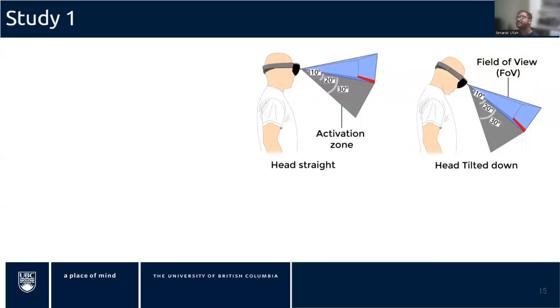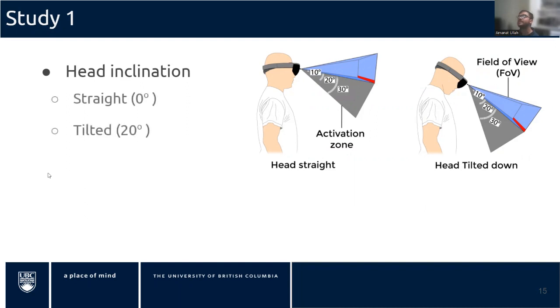So the first independent variable that was important for study one was the head inclination. There were 2 variants: in the first variant, the users had to look straight, and for the second variant, the users had to do the task while their head was tilted 20 degrees.